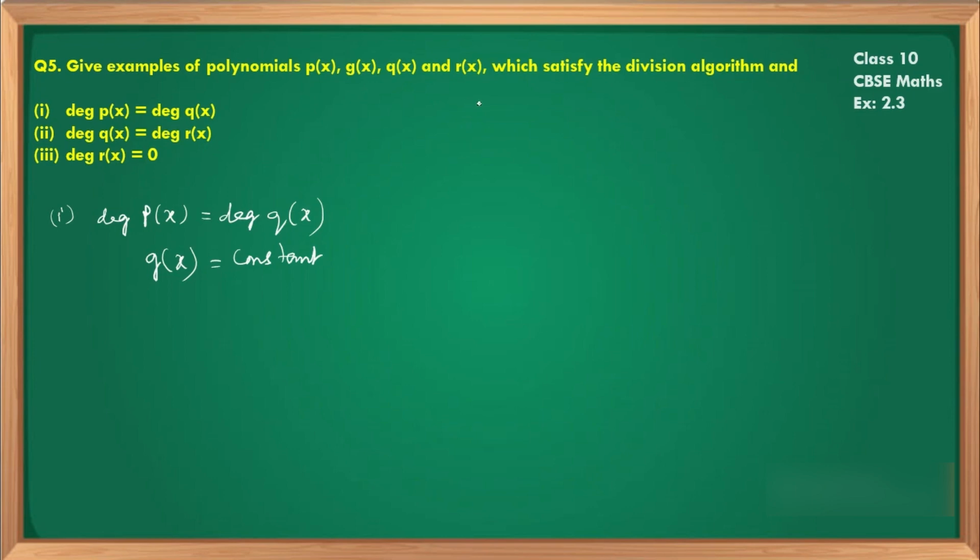Example: 2x square plus 2x plus 1. This is px, a polynomial which is 2x square plus 2x plus 1. Now as I said, I will take one constant which is the divisor, also called gx. I will take 2. I am choosing such examples so that I can prove part 1. Now when I divide this, what happens? 2 dividing 2x square plus 2x plus 2.